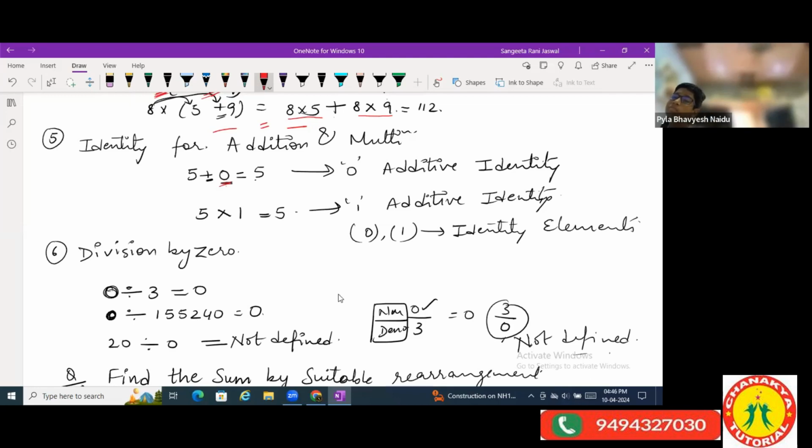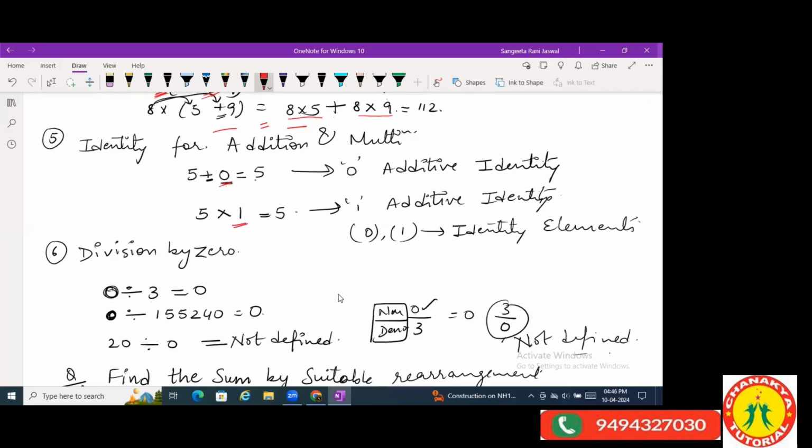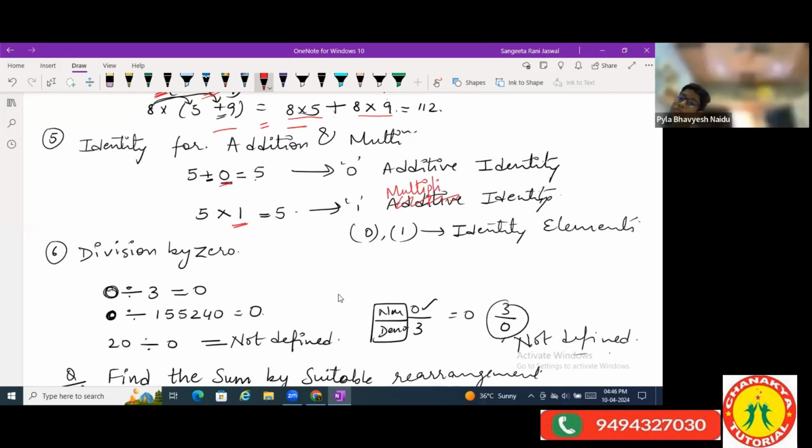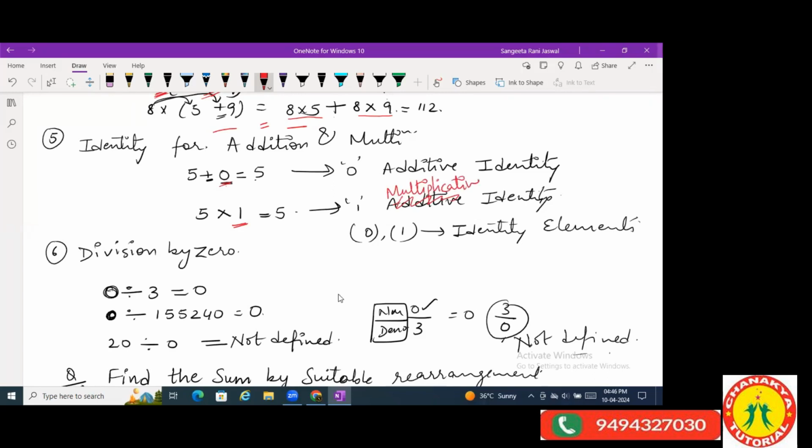Same way, in case of multiplication, 1 is the multiplicative identity. It's not additive identity. It's called multiplicative identity because we are multiplying now. So when I multiply any number with 1, I get the same number. My number does not change. My number retains its identity. So this 1 is called multiplicative identity. Okay, 0 is the additive identity and 1 is the multiplicative identity.